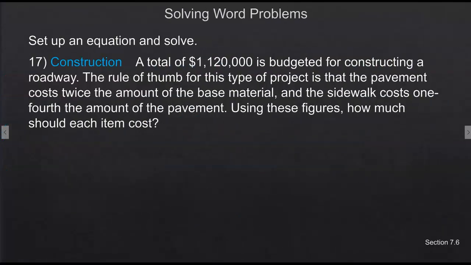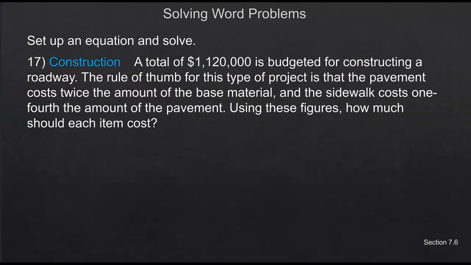Okay, here's our next one. Now, this one's a little bit longer. This is a construction problem. A total of $1,120,000 is budgeted for constructing a roadway. The rule of thumb for this type of project is that the pavement costs twice the amount of the base material, and the sidewalk costs 1/4 the amount of the pavement. Using these figures, how much should each item cost? Now what you have to do is weed through this and see if you can figure out what to base this on, right? The total is this.